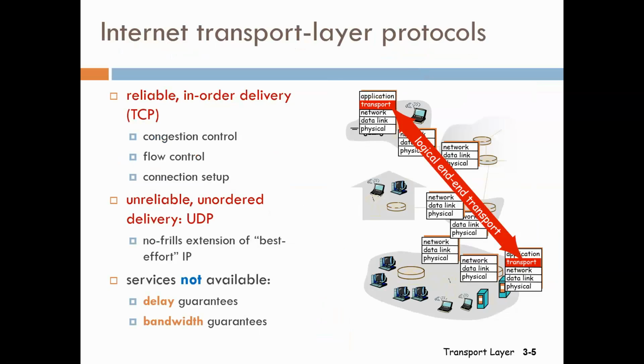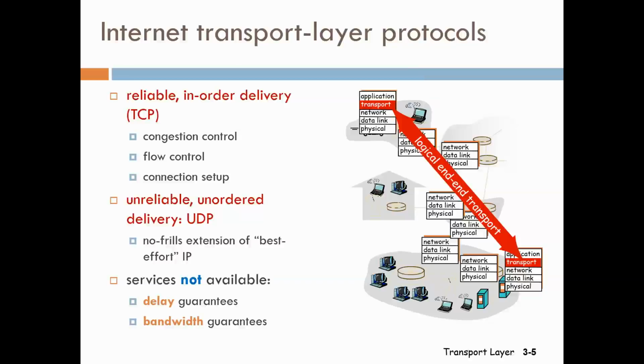As we will see in a little bit, this is done using acknowledgements or feedback from the receiver back to the sender, and it provides also flow control and congestion control. This is TCP. It's the full protocol that provides a set of services to the applications if they choose to use it. The other protocol is UDP, or the User Datagram Protocol. It's an empty protocol. It doesn't provide any of these services to the application. So we can say it's just an extension of the best effort IP protocol at the network layer.